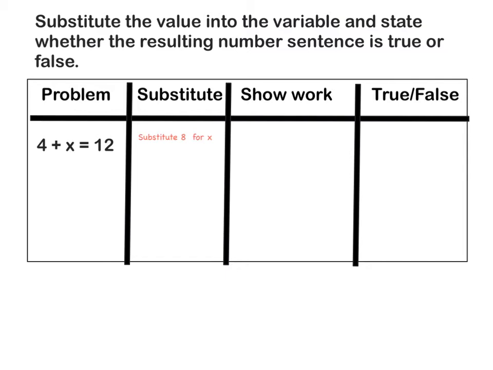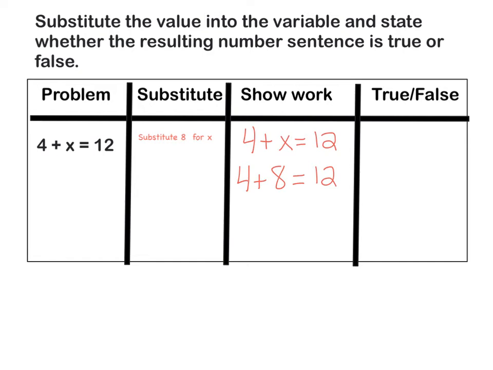The problem I'm going to show you is just an equation with an equal sign. So they're going to give you the problem. The problem I'm going to do with you is 4 plus x equals 12. And they're going to tell you what to substitute. So we're going to substitute 8 in for x. So what you have to do is show the work. We're going to rewrite the expression 4 plus x equals 12. And now all I'm going to do is substitute 8 in for x. So we have 4 plus, instead of an x, we're going to put an 8 equals 12.